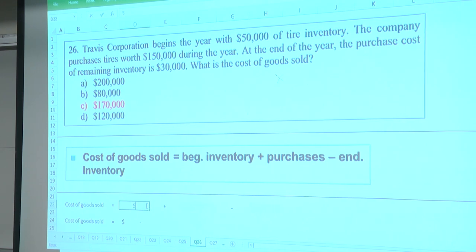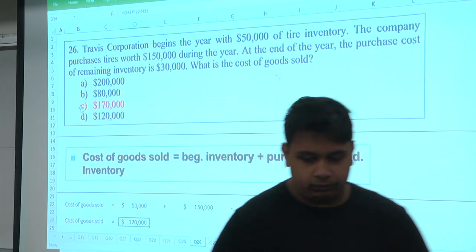So cost of goods sold is beginning inventory. Beginning inventory over here is given to us as $50,000. Purchases of $150,000 get added to that. And our ending inventory is subtracted from that amount. They tell us our ending inventory is $30,000. And that gives us cost of goods sold of $170,000. And that's choice D.